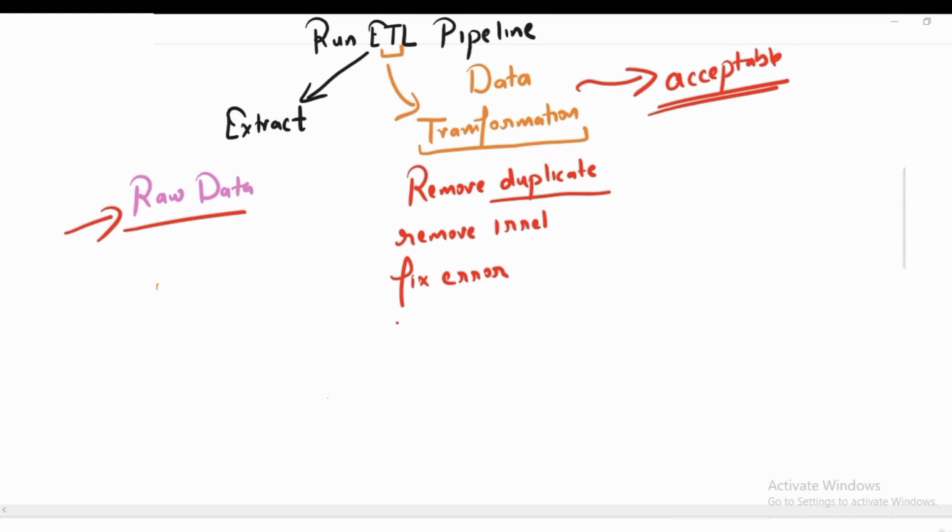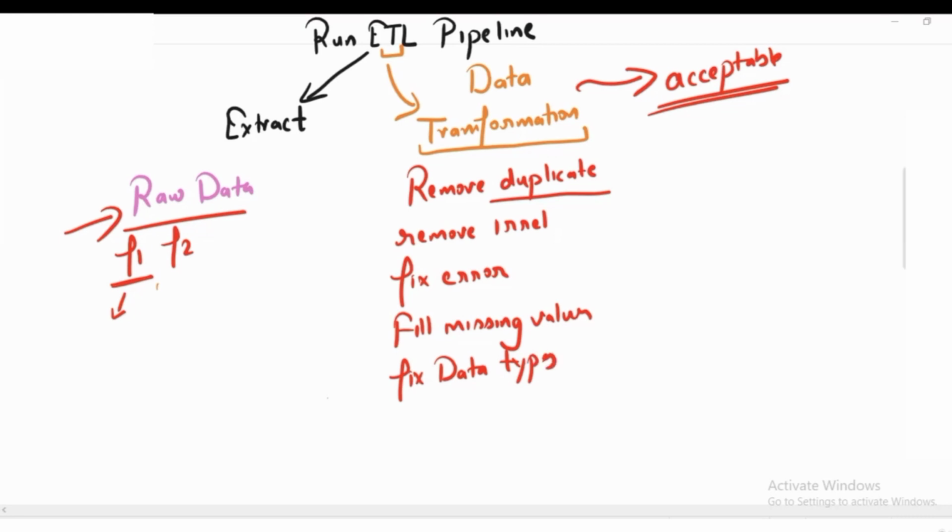Similarly, if you have some missing values, I can say, okay, I can fill all these missing values. Again, I'm just going to give you an overview of what this stage is all about. I'm not going to deep dive into the technical terms. Similarly, let's say here we have feature 1 or feature 2 and things like that. Let's say for one of the features, I have some incorrect data type. I can say, okay, I can fix the data type. So it depends upon what type of messy data you have. If you have more messy data, you have to do more data transformation.